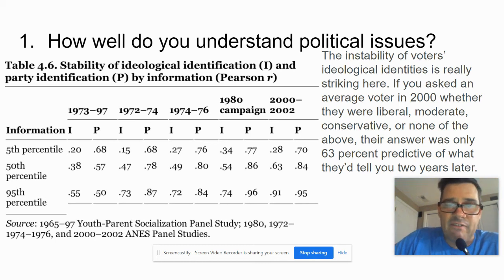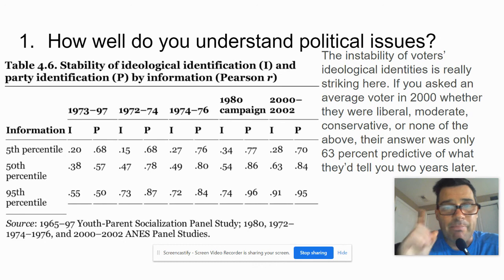So if you look at the 95th percentile, if you ask someone if they're a moderate, conservative, or liberal, there was a 91% chance they would tell you the same thing in 2 years. But if you were someone in the 5th percentile, it was only a 28% chance in 2002 that they'd tell you the same. So someone would say yeah, I'm a moderate, and then 2 years later, they tell you something totally different. It's because they don't really know what moderate means. They don't know what conservative means. They don't know what liberal means.